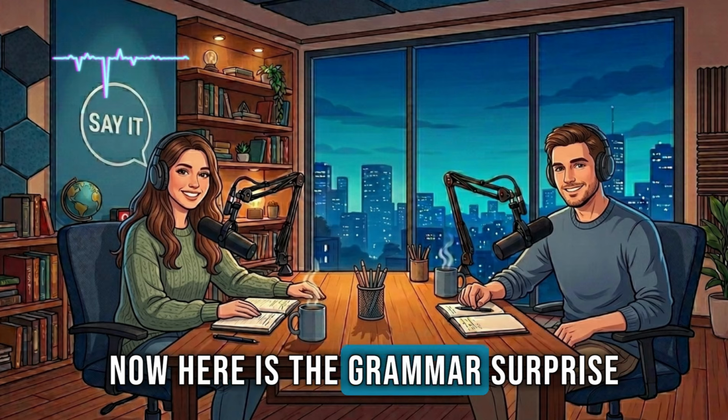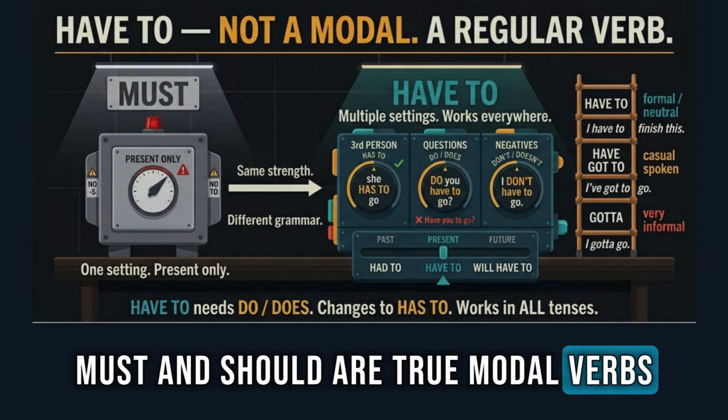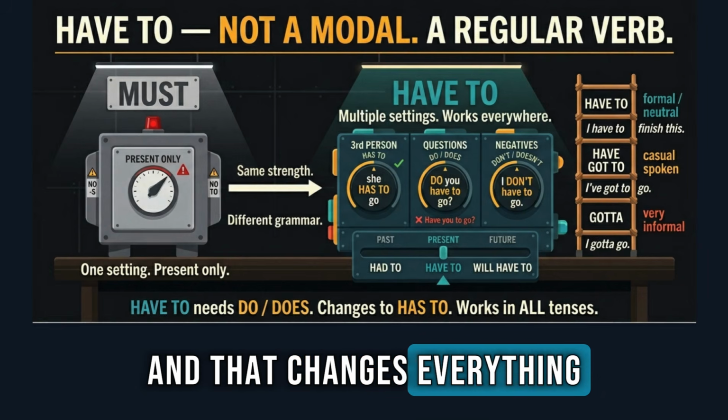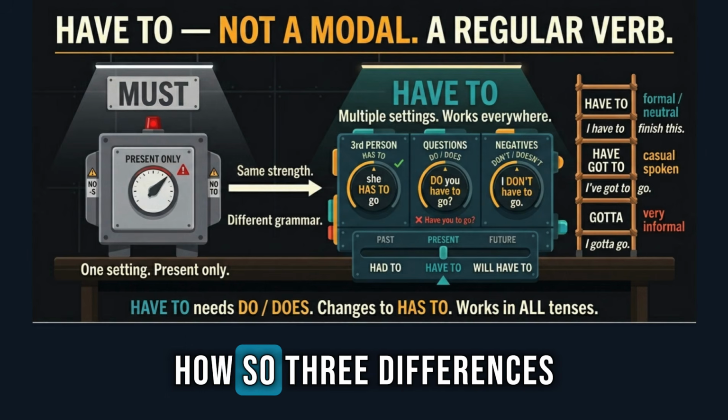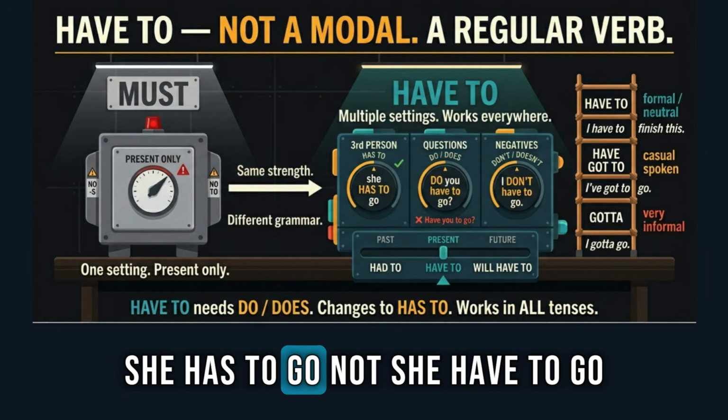Now, here is the grammar surprise. Must and should are true modal verbs. Have to is not. It behaves like a regular verb, and that changes everything. How so? Three differences. First, it changes for he and she. She has to go, not she have to go.